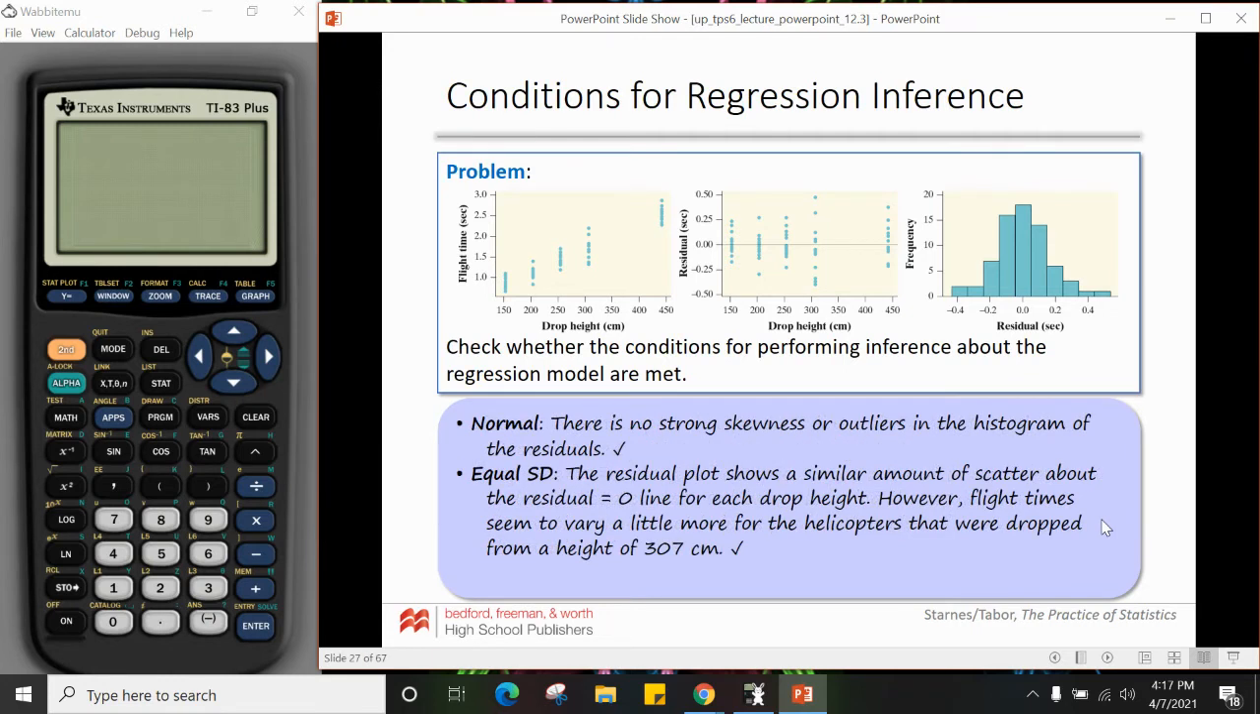The next two are the normal and equal standard deviation. So normal: there is no strong skewness or outliers in the histogram. You can see that right here. So it's good to see. Equal standard deviation, and notice it is about the residuals, just so you know. We are dropping the residuals here to check for normality. For the equal standard deviation, the residual plot shows a similar amount of scatter about the residuals y equals 0 from each drop height.